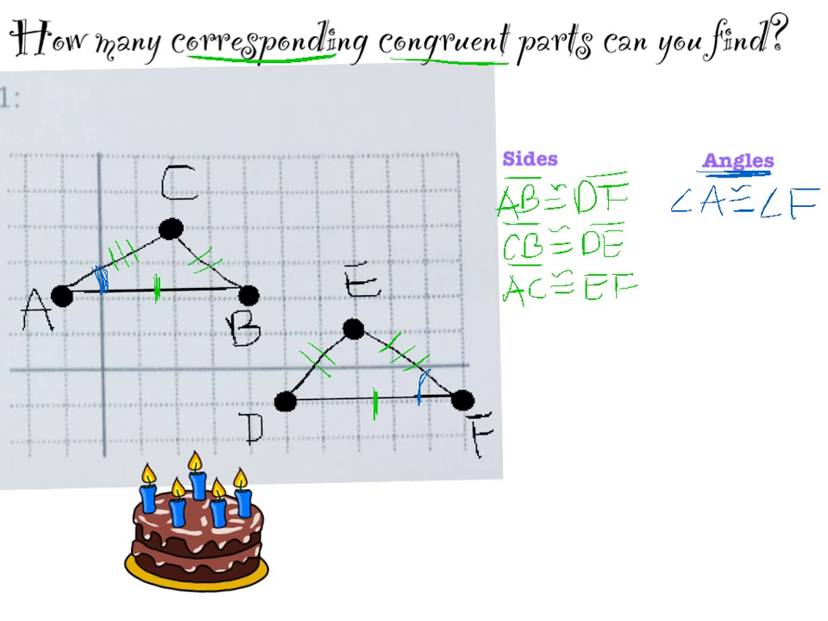Next, the included angle between 1 and 2 is B and D. That means angle B is congruent to angle D. The last angle is easy to find because it's the only one that's not been used. Angle C is congruent to angle E. Now that's 3 congruent sides, 3 congruent angles. That's 6 corresponding parts total.